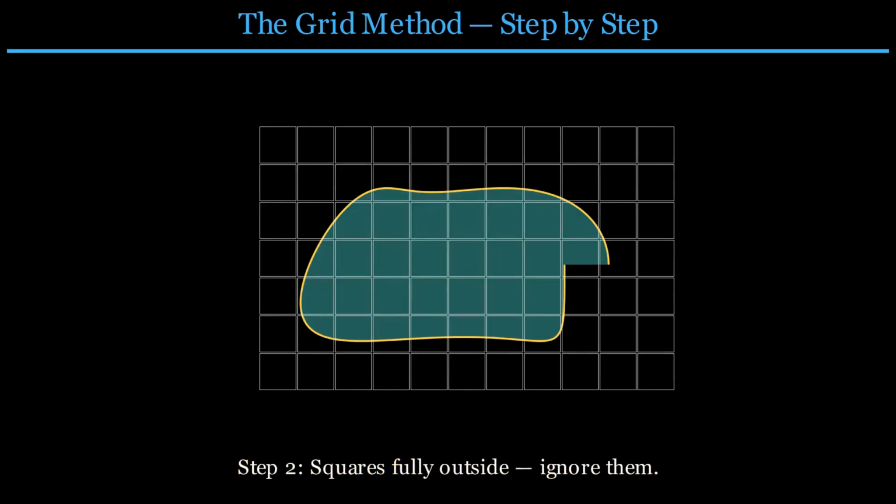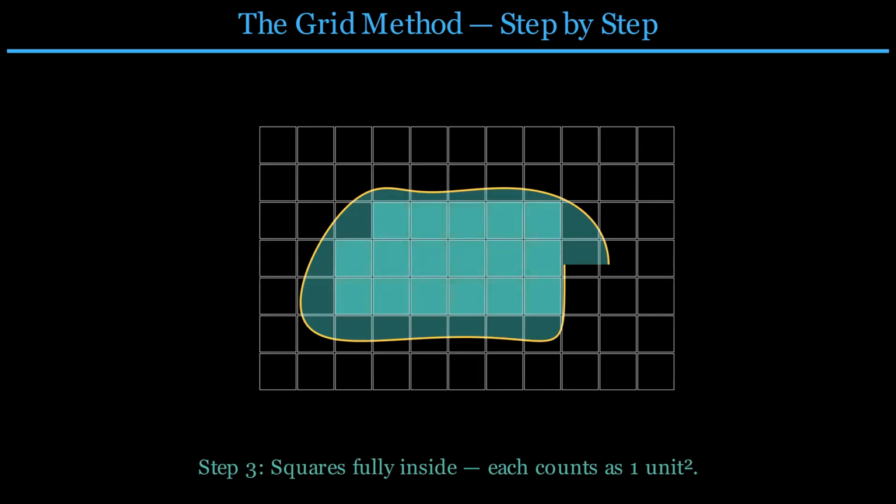Step 2. Now look at the squares carefully. Some squares are completely outside the lake. These are the clear, empty squares. We simply ignore them. Step 3. Some squares are completely inside the lake. We color these teal. Each teal square counts as exactly 1 full unit squared.